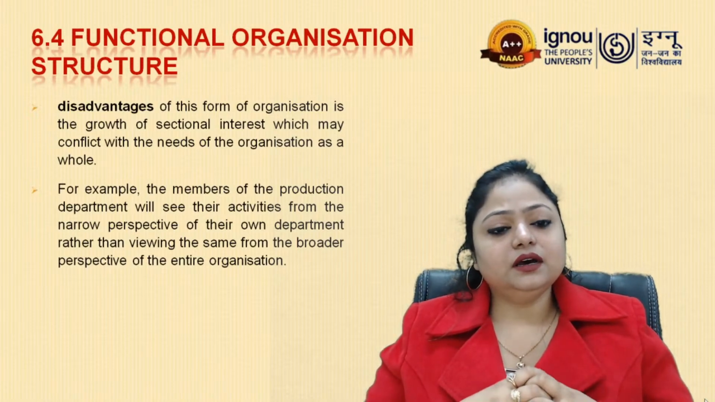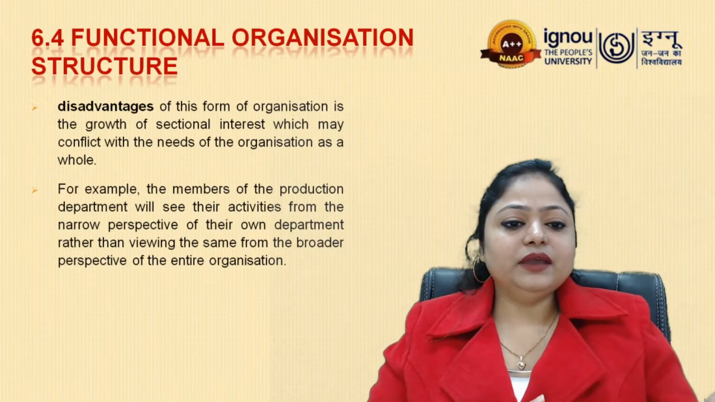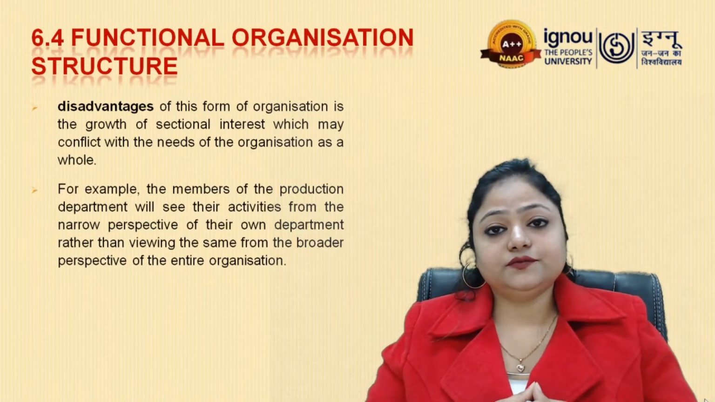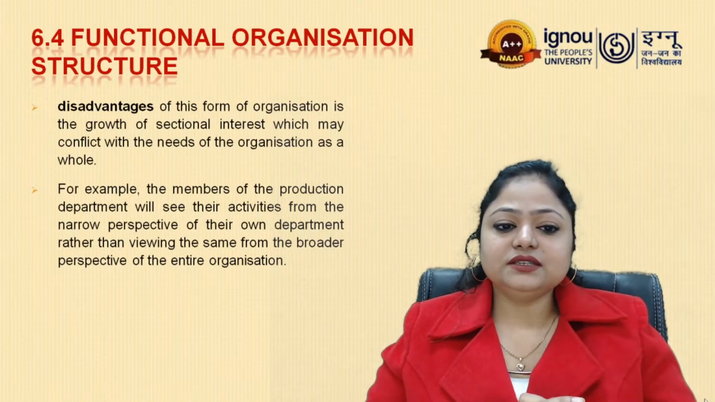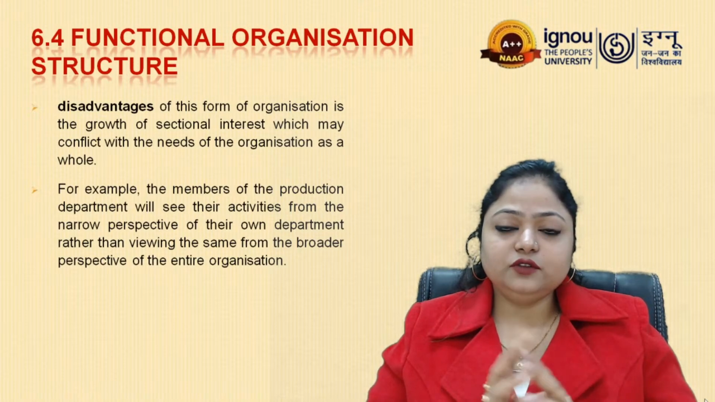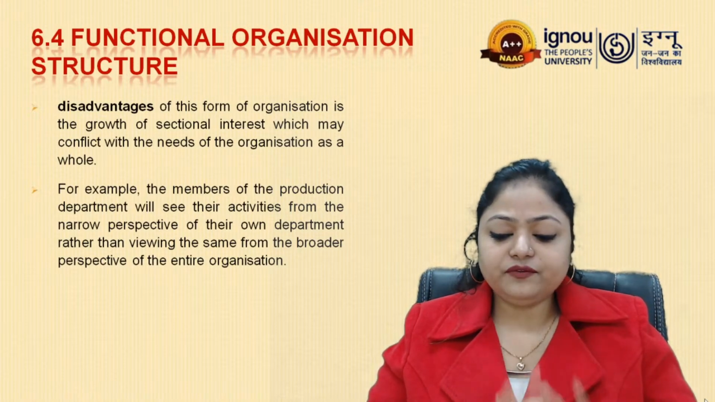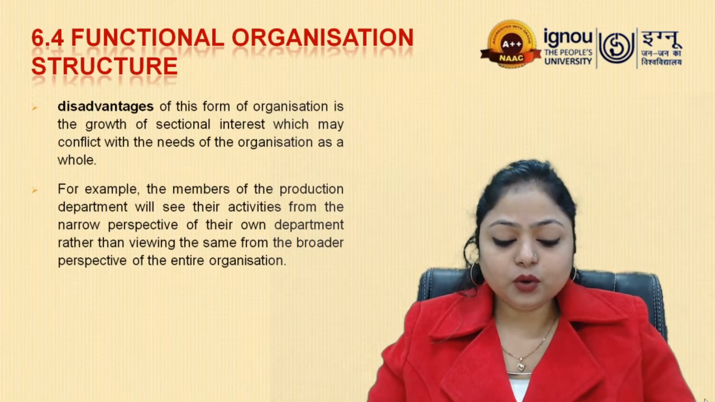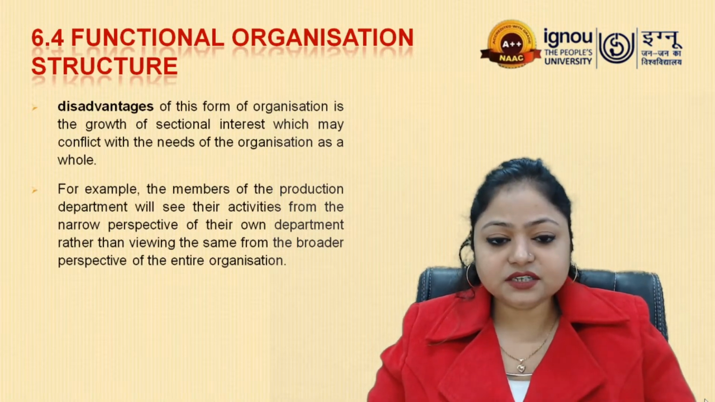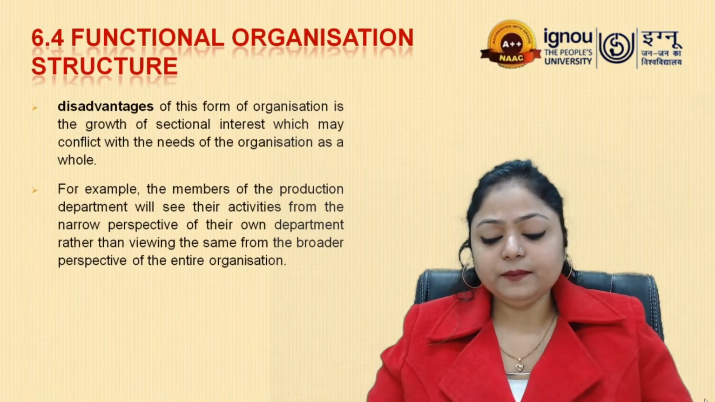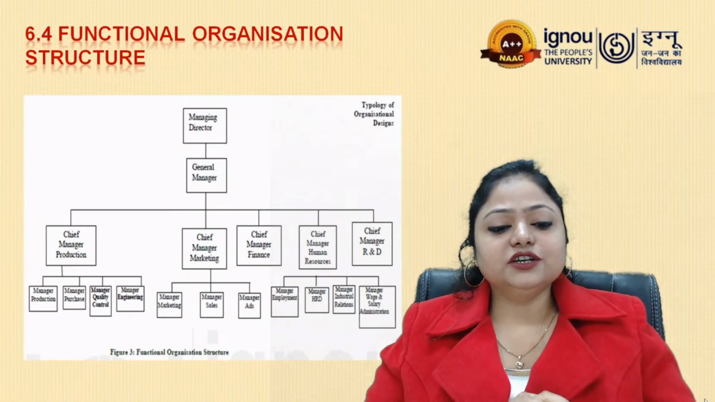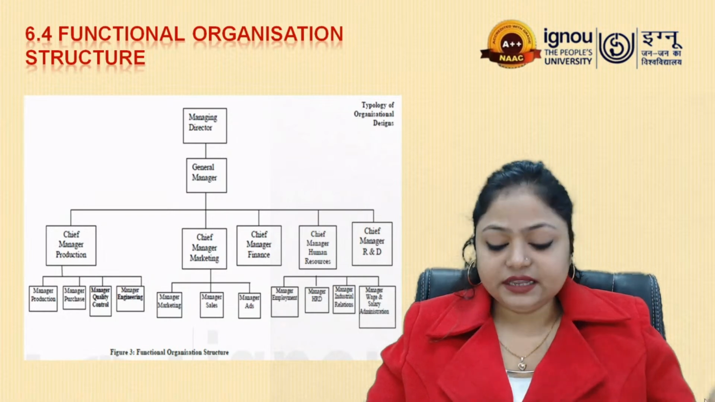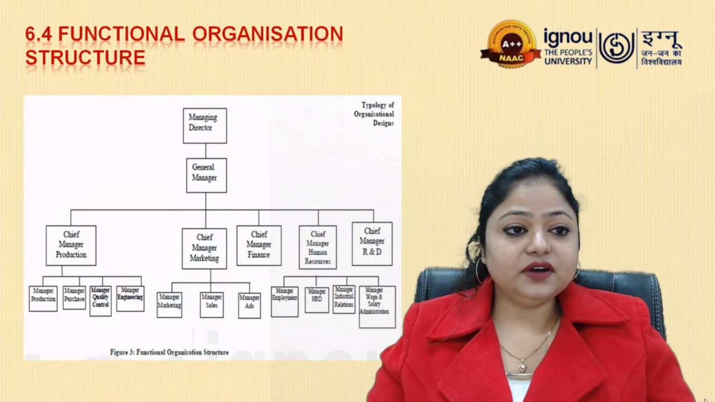For example, here we can see that the members of the production department will see their activities from a narrow perspective, from their own department, rather than viewing them from the broader perspective of the entire organization. So everybody would be focused on their own department and their own work, and overall organizational goals and objectives could be hampered or hindered. Now, this is how a functional organization chart would look, if you could see the following chart which has been displayed in front of you.